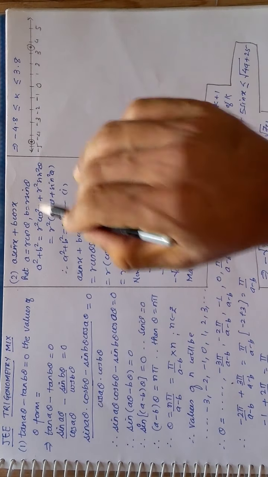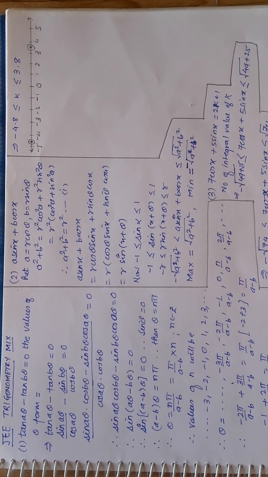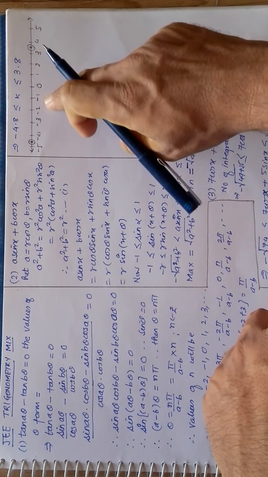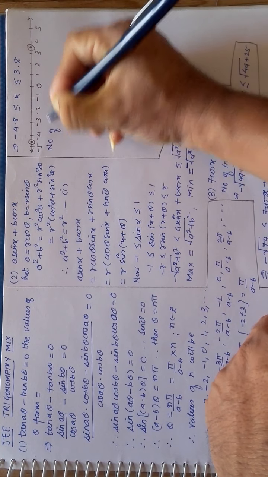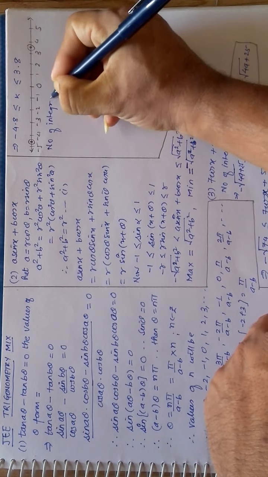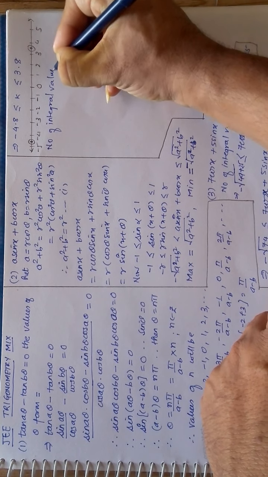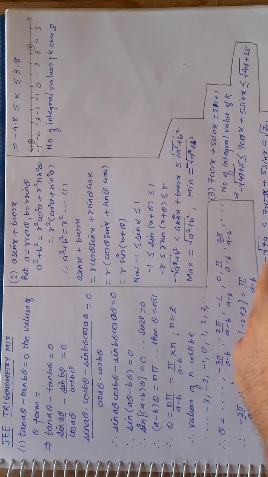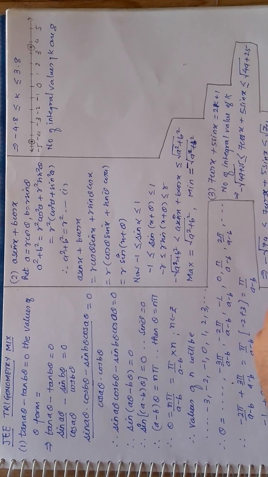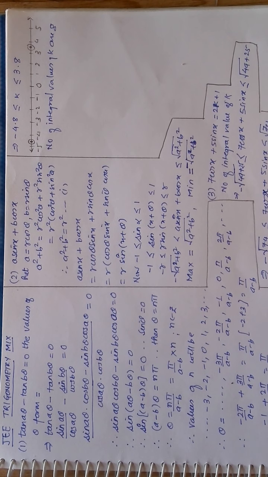If the values were asked, you could write them, but it is not asked which values, only how many. So the number of integral values is 1, 2, 3, 4, 5, 6, 7, 8. So the number of integral values of k is 8. Okay, so this is one of the fine questions solved with the help of the minimum and maximum value of a sin x plus b cos x. We will continue with such questions further. Let us go to the next question.